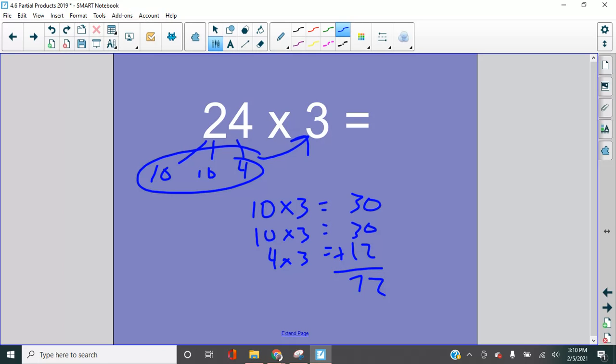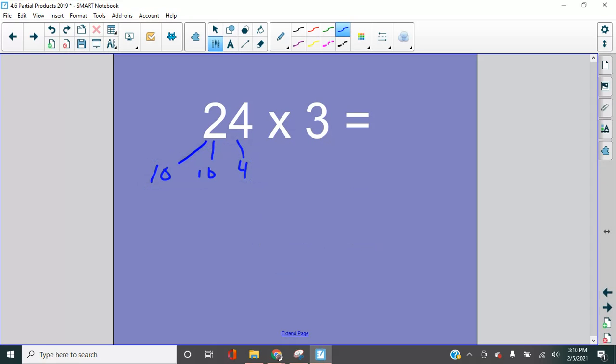Now, one alternative here, let's rewind this and let me give you one other idea. You could, if you're feeling real good about this, you could say make this 20 and this 4. Now, you would have to be able to do 20 times 3. So you'd have to think, all right, 20, 40, 60.